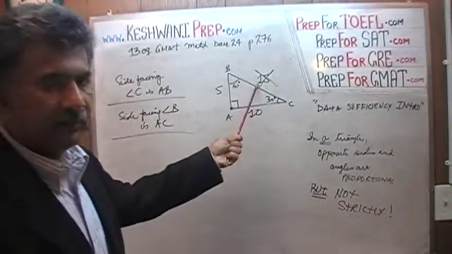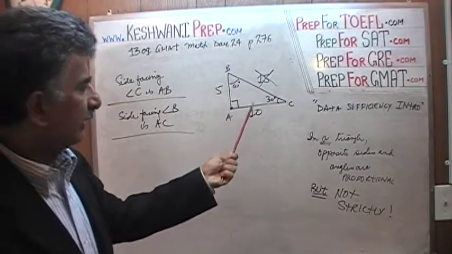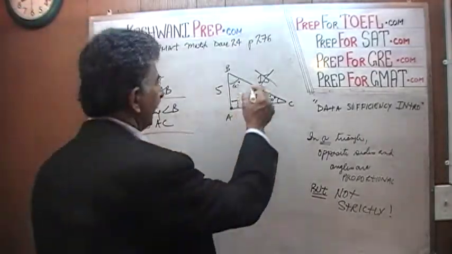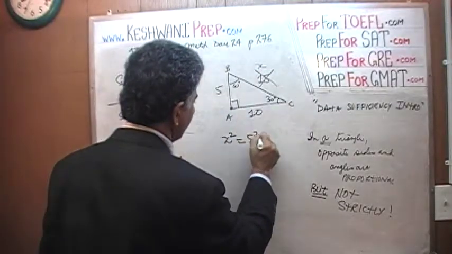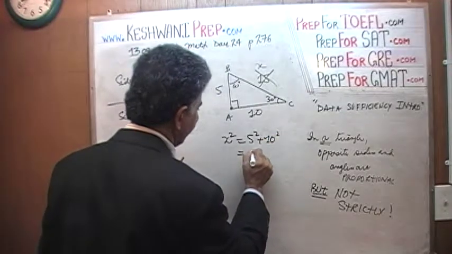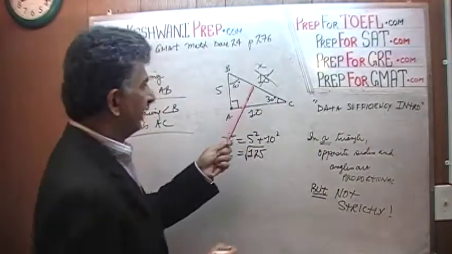As you can clearly see here, let's find out this missing side. This is a right angle triangle. We can easily use the Pythagorean theorem and figure out B to C. Let's call it X. So in this case, X squared would be 5 squared plus 10 squared, and 5 squared plus 10 squared is 125. So X squared equals 125.